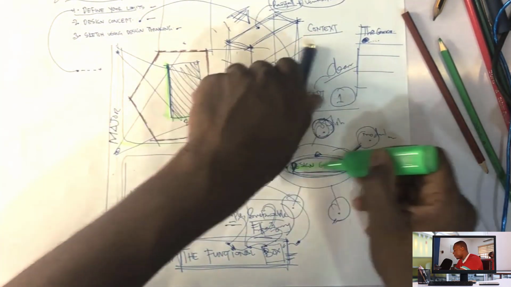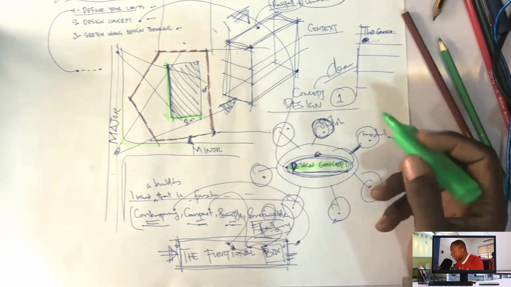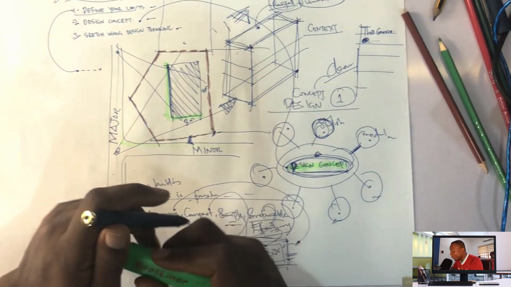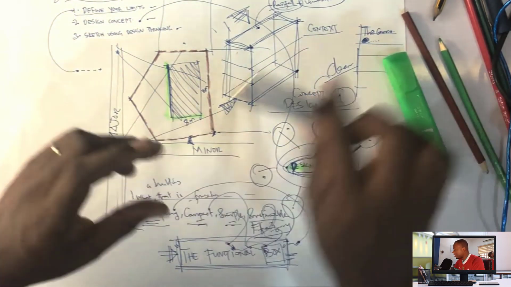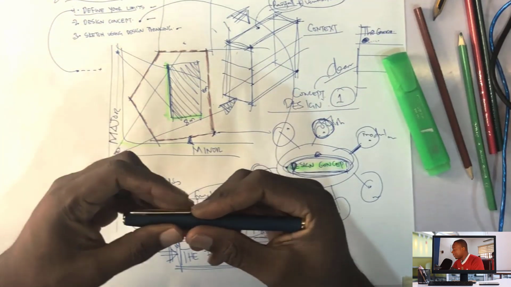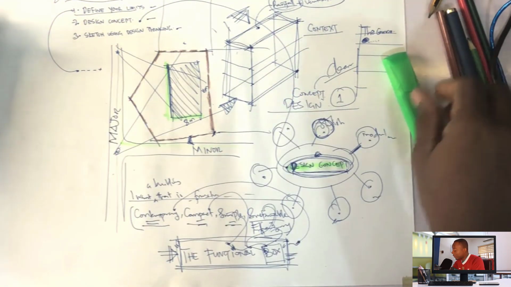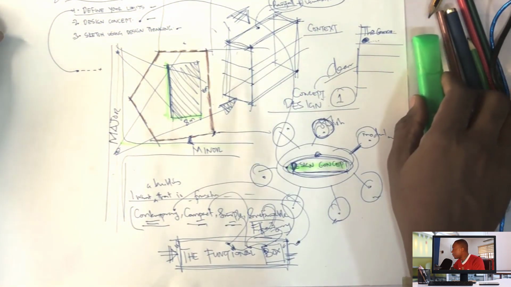So basically that's that for this stage. We are going to look at how to produce your sketches in the next stage, after you've defined your limits and then theorized your design by developing a concept to explain what you want to do.